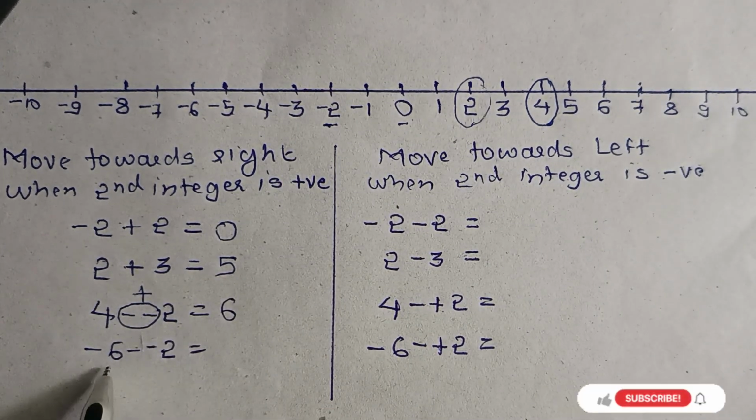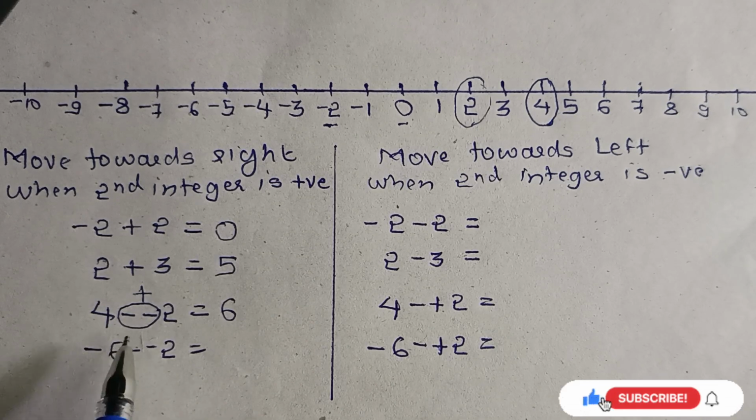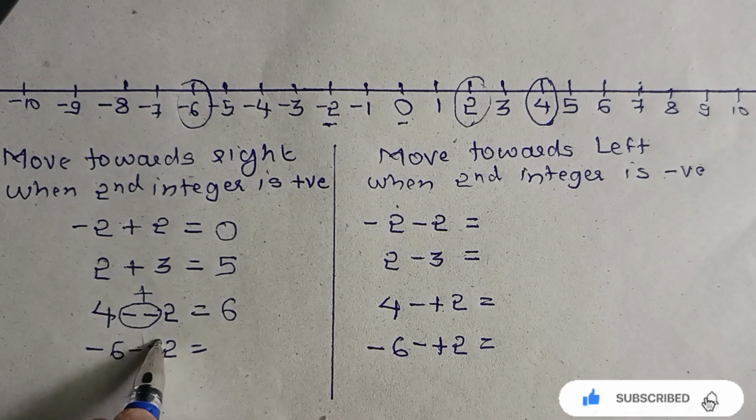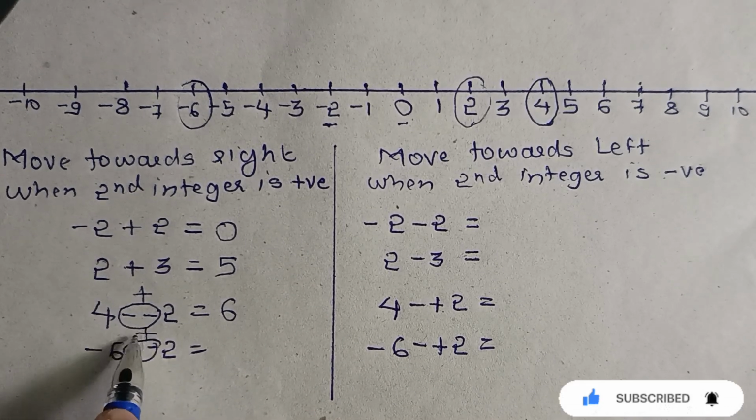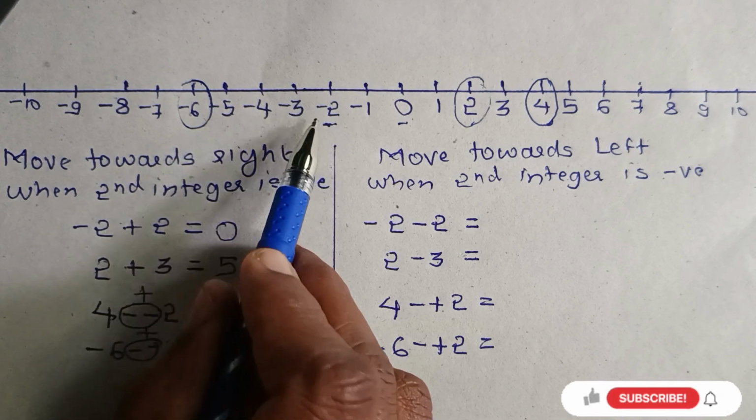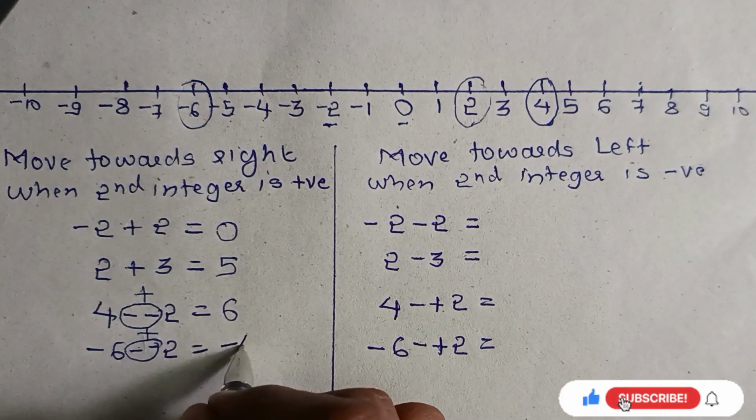Let us take the next case. -6. So the first integer is -6. And this is minus minus plus. So +2. So +2 means you have to move towards the right-hand side. 1, 2. So the answer is -4.